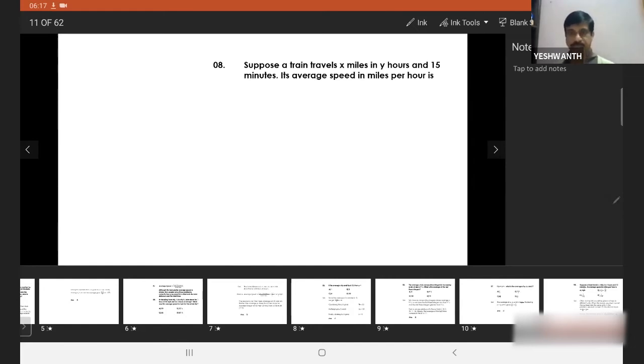Suppose a train travels X miles in Y hours and 15 minutes. So if its average speed in miles per hour is asked, look at this. Time is given as Y hours and 15 minutes. If I convert 15 minutes into hours, it is 15 by 60, so Y plus 1 by 4. This is the time of travel.